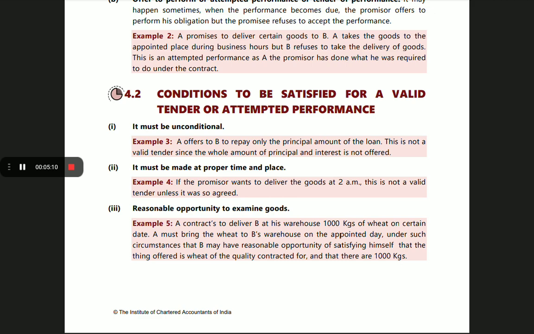Reasonable opportunity to examine goods. Example: A contracts to deliver to B at his warehouse 1000 kgs of wheat on a certain date. A must bring the wheat to B's warehouse on the appointed date. Under such circumstances, B may have a reasonable opportunity of satisfying himself that the thing offered is of the quality contracted for, and that there are 1000 kgs.